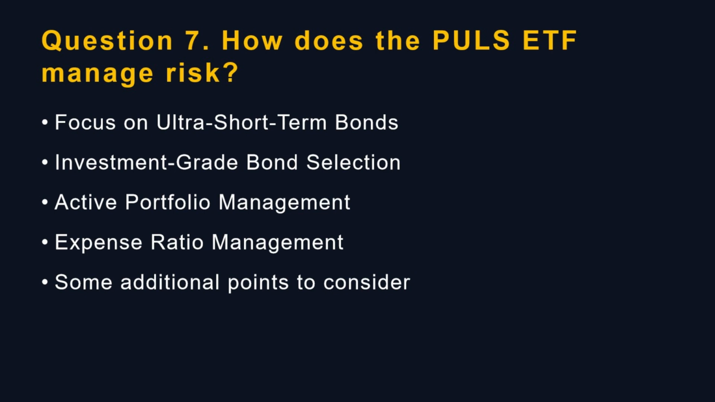Reduced interest rate risk. The core risk management strategy of PULS lies in its focus on ultra-short-term bonds, typically with maturities of less than 3 years, often within 1 year. These bonds are less sensitive to interest rate fluctuations compared to longer-term bonds.